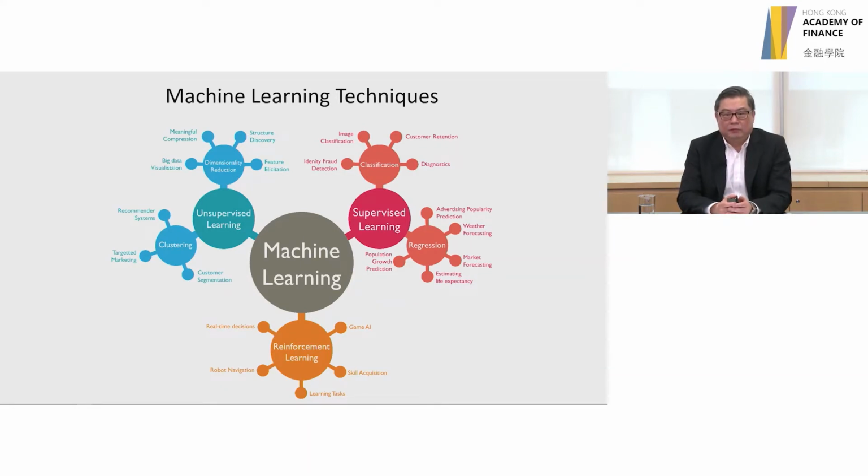Now, when we talk about machine learning, there are basically three major categories of machine learning. One is supervised learning. The other is unsupervised learning, and then we have reinforcement learning. And these are the different branches of the machine learning discipline. For this talk, I will focus mainly on supervised learning, and get into a little bit of depth, especially in classification.